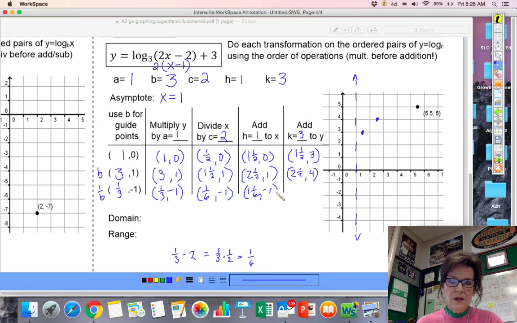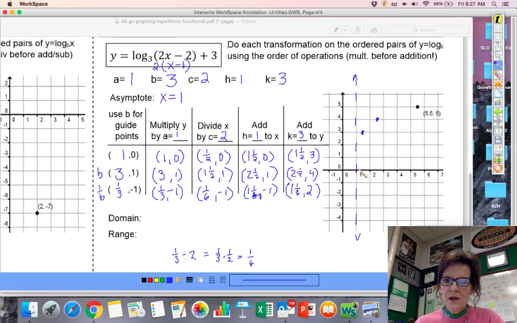-1. That is not very neat looking. Sorry about that. I tried to make it better, and I think it looks worse. All right, 1 1/6 and -1. And then the last one, I'll try to make this one a little neater. Add 3 to y. -1 plus 3 is 2. So we have 1 1/6. That's better. And 2.